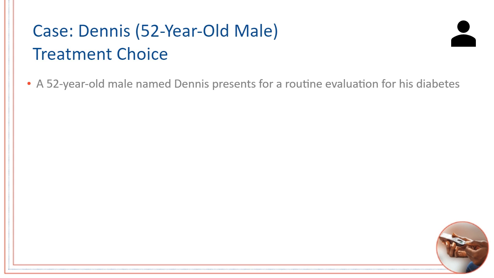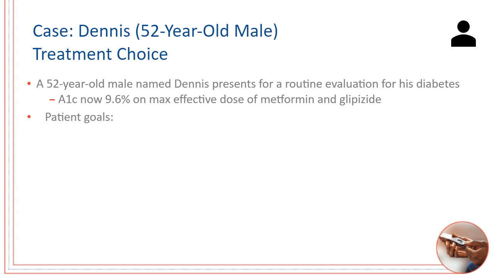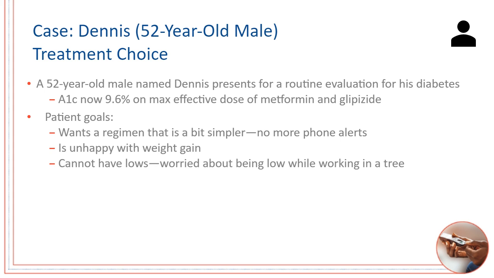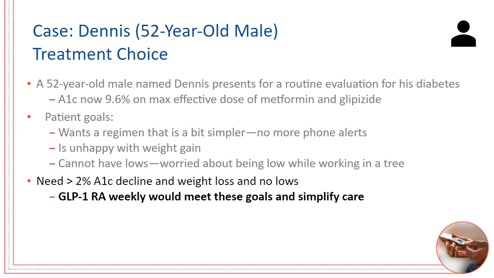So let's go back to Dennis. Dennis is again that 52-year-old male who presents for a routine evaluation of his type 2 diabetes. He has an A1C of 9.6%, and he was really on the max effective dose of metformin and glipizide. He wanted a simpler regimen. He didn't want to have to keep setting phone alerts to take his medicine. He was unhappy with weight gain, and he said he could not have hypoglycemia because of his occupation. We need that 2% decline in A1C. We want weight loss, and we need to avoid hypoglycemia. This would make a GLP-1, particularly a weekly agent, really quite optimal for his care because it would simplify and meet his goals.